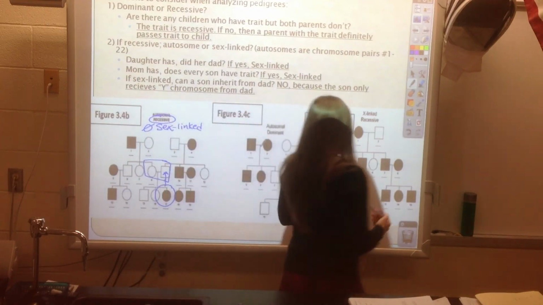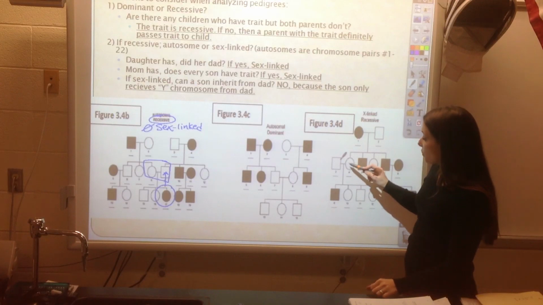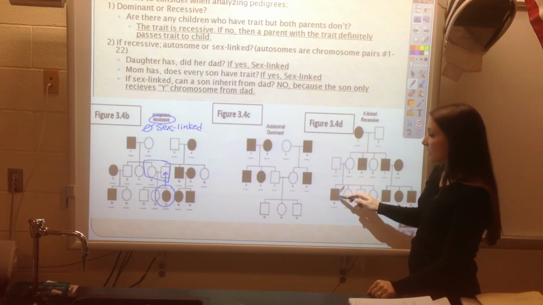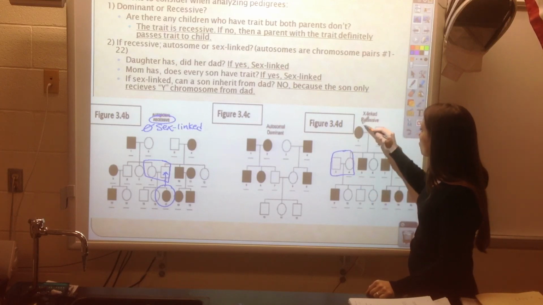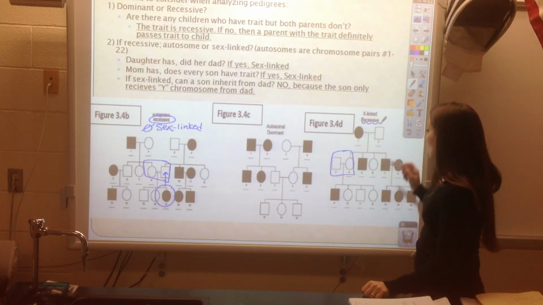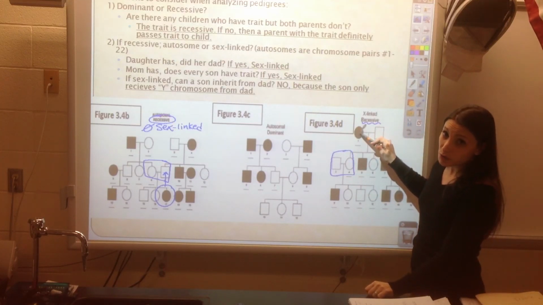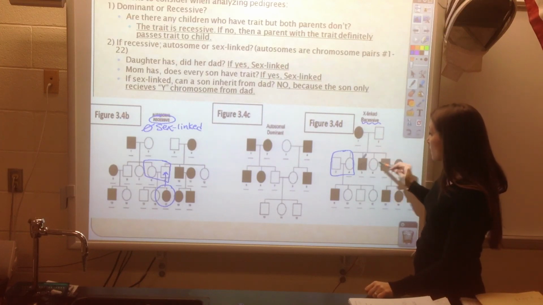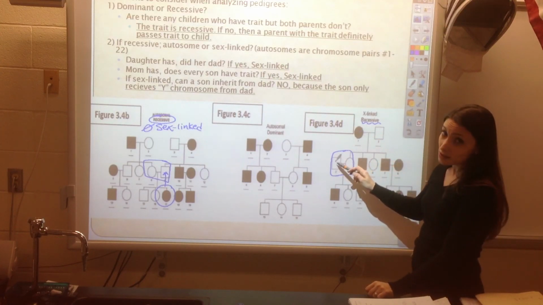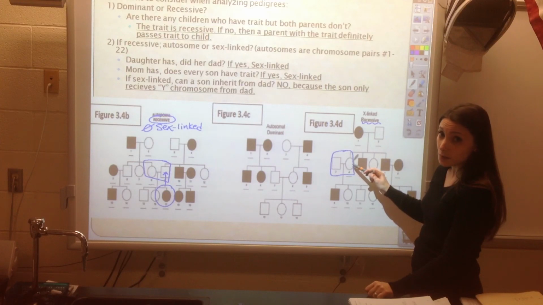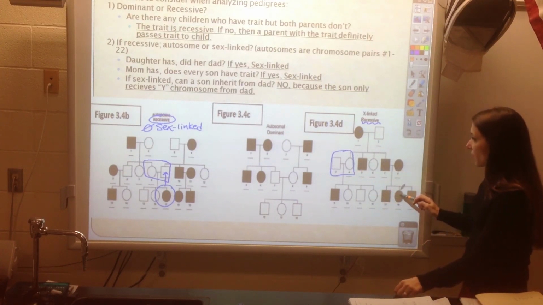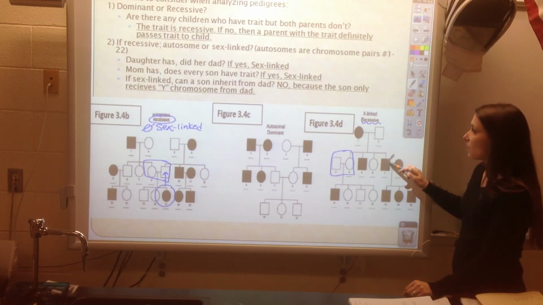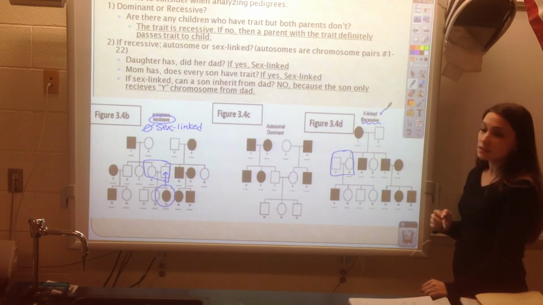If we look over here again, we can see two parents that don't have it and a son that does have it. So this tells us that it's recessive. Here, when we look at the mom who has it, her two sons, both of her sons, now this one isn't her son, this one married into the family, her two sons have it. When we look at the daughter who has it, her dad has it. So that tells us that it is sex-linked.